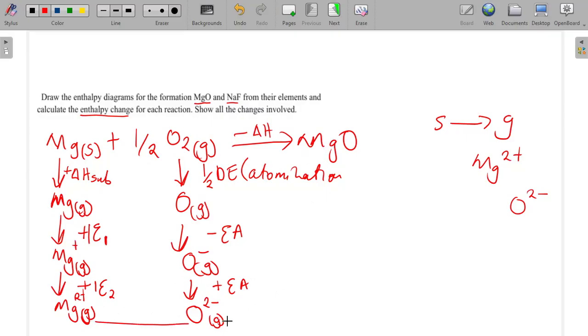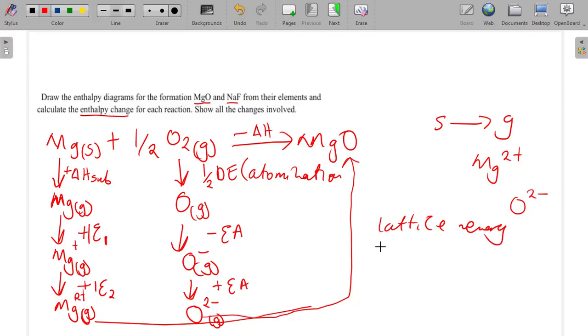So let's get this magnesium ion and the oxygen ion. We add them together. We are going to form the magnesium oxide. Okay. So now there's also the energy that you need to add these 2 ions together for you to get the magnesium oxide. And that is what we call the lattice energy. Okay, so it is called the lattice energy.